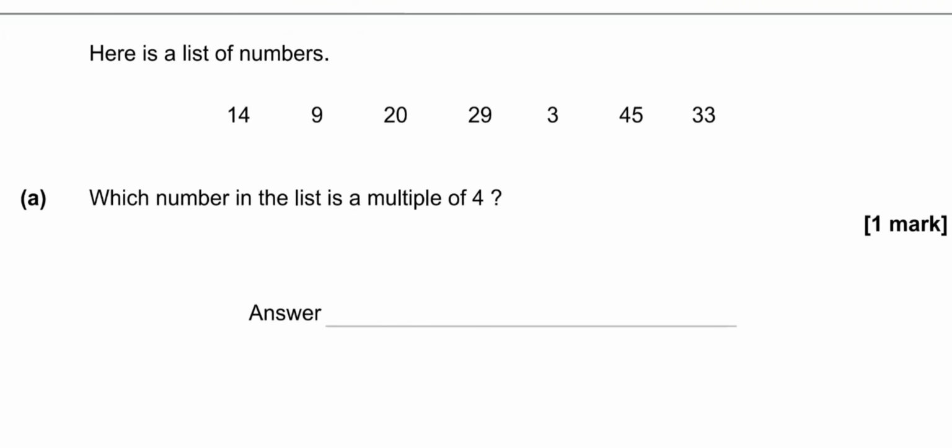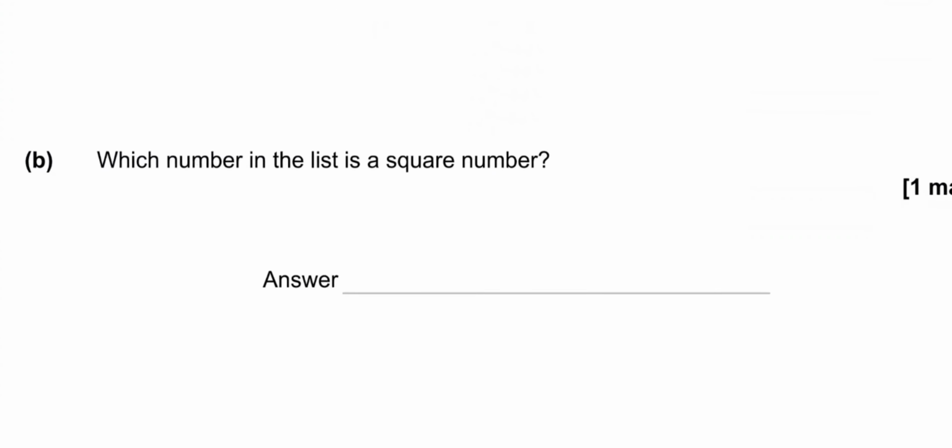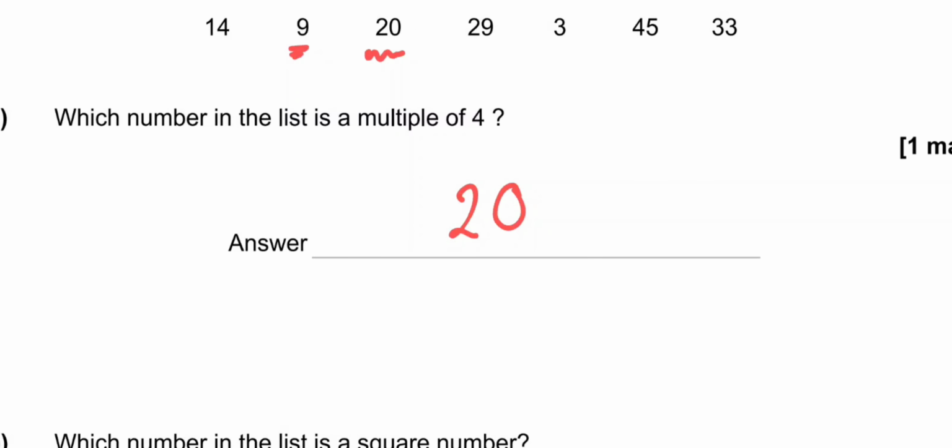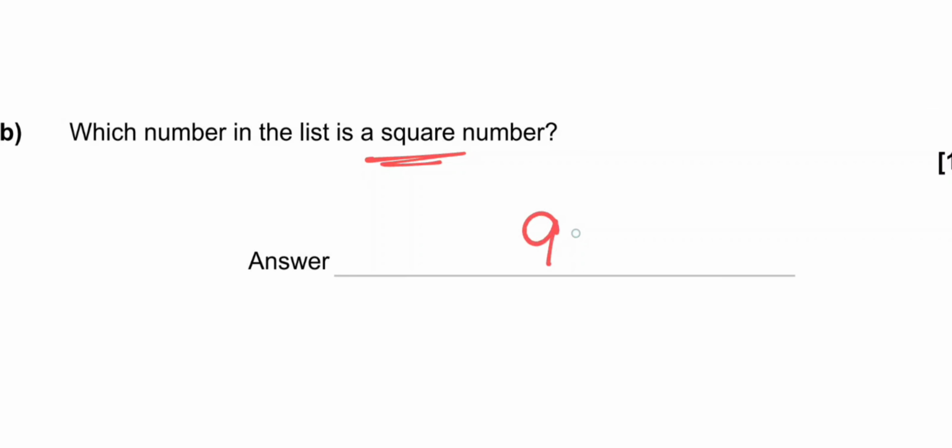Question 1, we're looking for the multiple of 4, something in the 4 times table. 20. Part B, which is the square number? Go back and check. It's 9. 3 times 3 is 9.